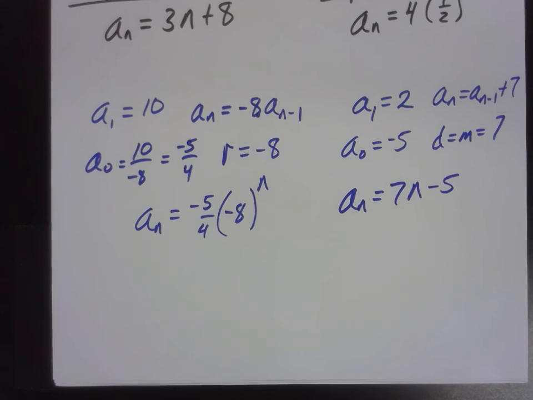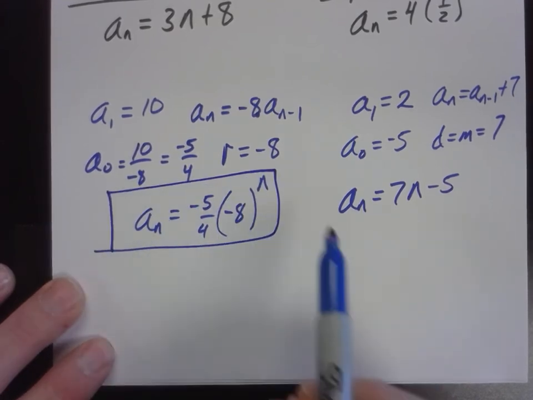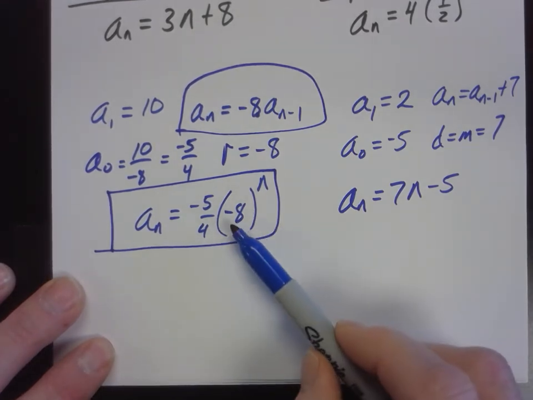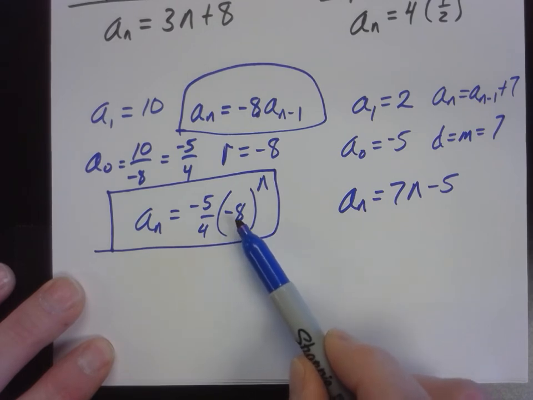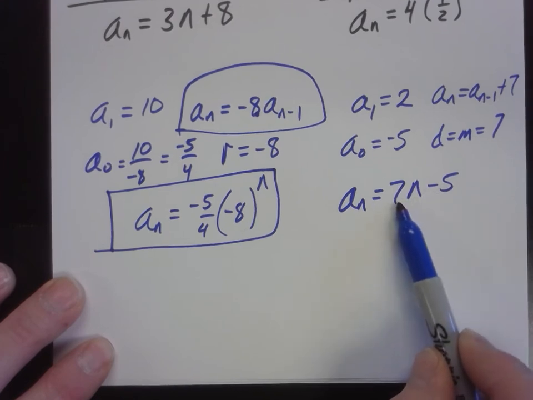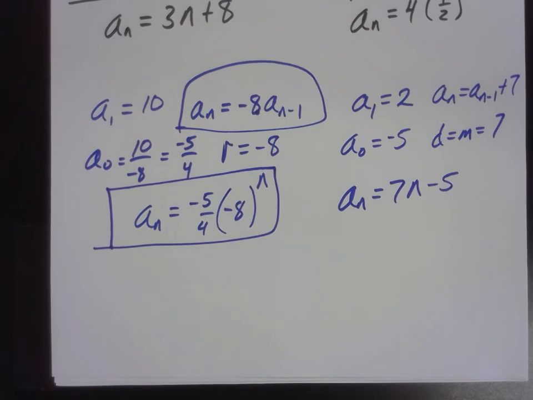Now, you think you could go the other direction? Do you think you could start here and figure out a recursive rule? It's actually easier, isn't it? All you have to do is say take the previous one times it by negative 8, right? Here, all you have to do is say take the previous one, add 7, right? Okay? So I think that would be the most difficult part of this assignment.